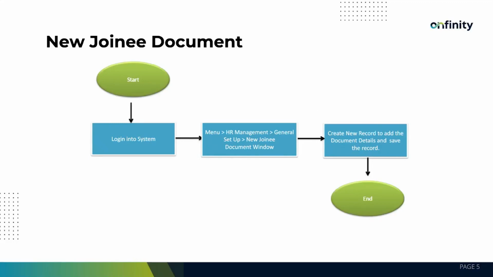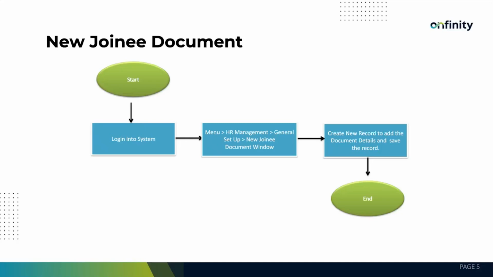The administrator should log in to the Onfinity system. From there, navigate to the menu and then open the HR Management folder. Within the HR Management folder, go to General Setup. Select the new Joinee document screen. On this screen, click Create New to add a new record.